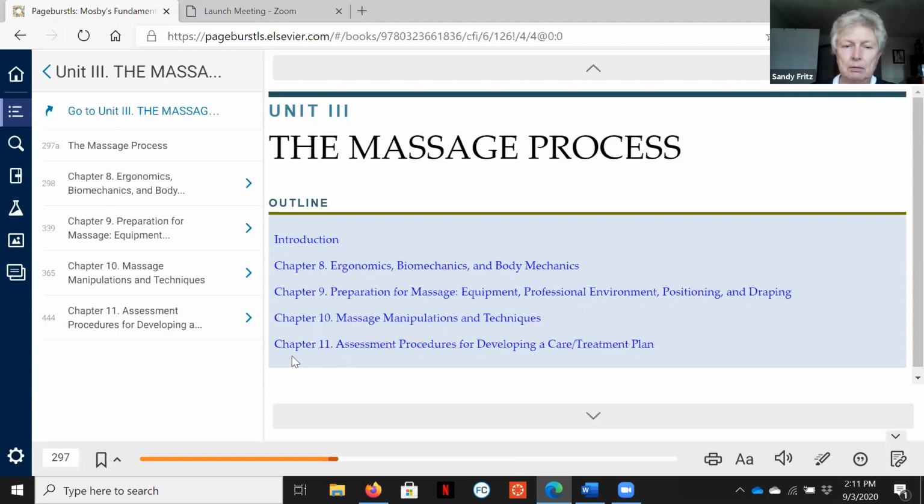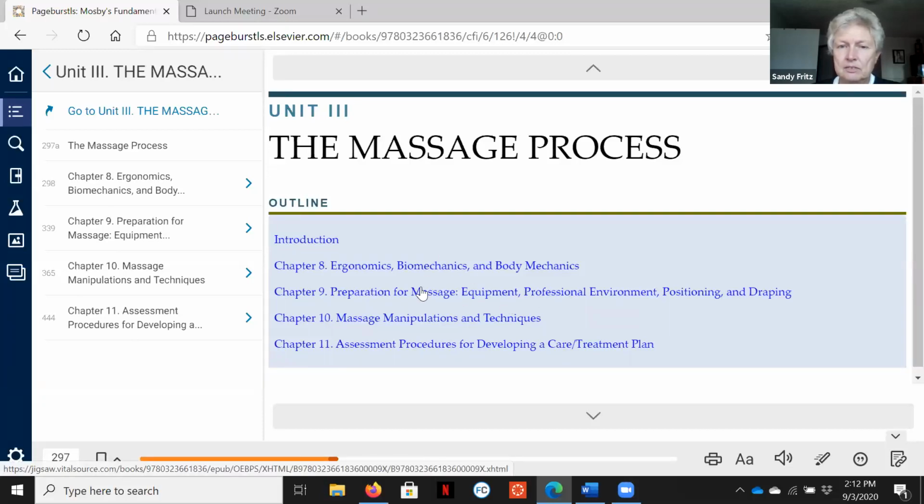And then you'll have another playlist to take a look at about assessment procedures and developing a care plan. And this one will probably look like demonstrations. So a lot of virtual support for you here, and it's Luke and I's intention to continue to add to these playlists so that there's an ever increasing volume of support material.